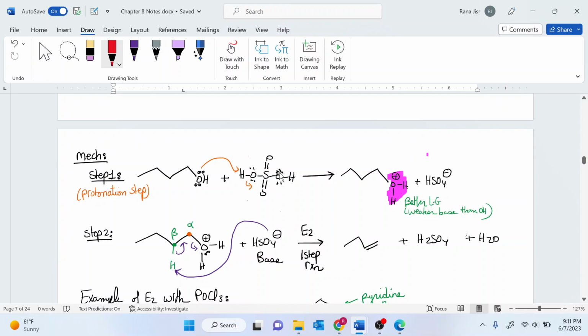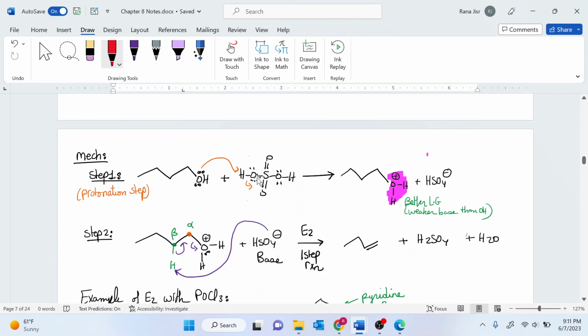Start by writing the Lewis structure of the sulfuric acid. The first step is the protonation of the oxygen. So we call this a protonation step. Now you formed a good leaving group. This is a better leaving group than the OH. This step is a must for all alcohol reactions. No matter what reaction you do, whether elimination or substitution, the first step has to be a protonation by an acid somehow.